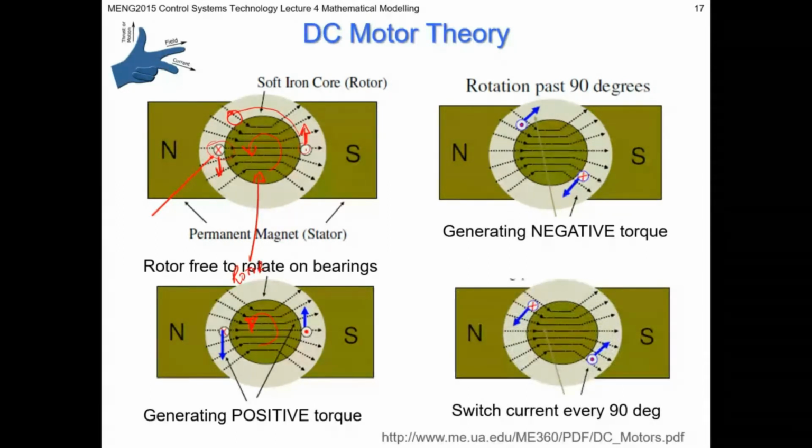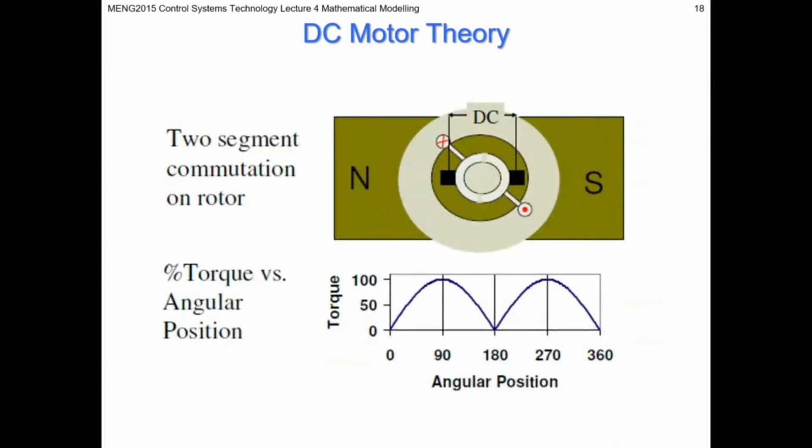Every time we go past a midpoint, when one of these conductors goes beyond a vertical, you have to switch the current. So basically you switch the current every, well, in this case it's going to be 180 degrees, not 90 degrees. Right? So every time you have a half a turn, you switch the current. And that keeps the motor rotating in a constant direction. And you do that using something called a commutator.